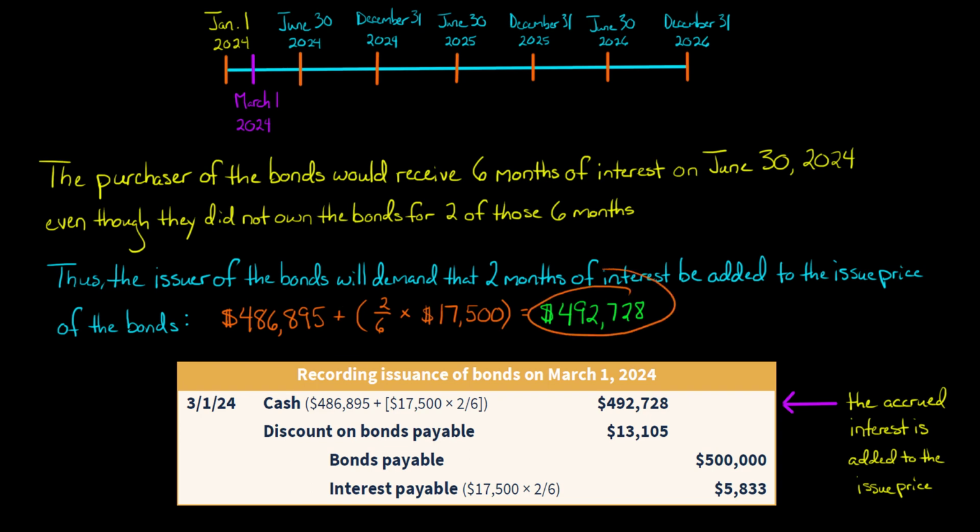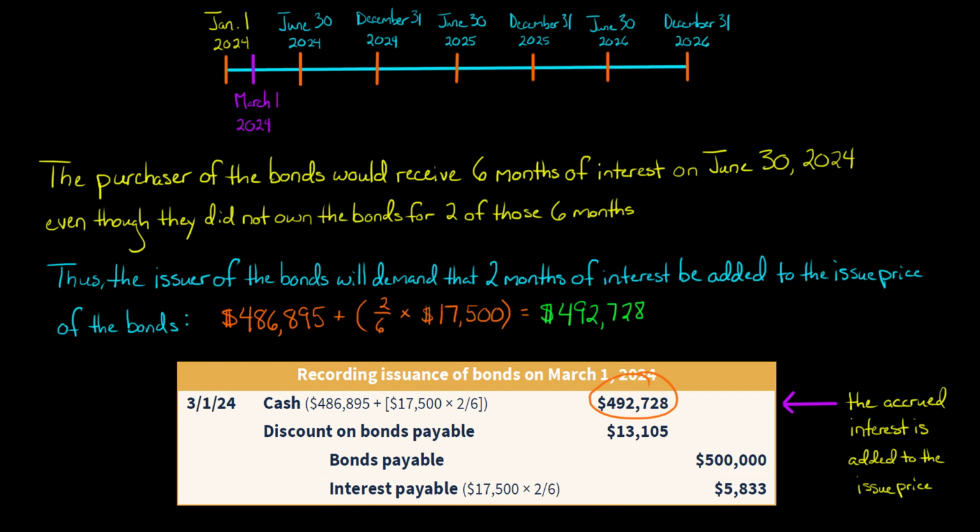$492,728. If you're wondering what this amount means, that is the amount that the borrower, the one issuing the bonds, is going to debit cash for. That's the amount they receive. Normally, if the bond had been issued on January 1st as planned, they'd get $486,895 because the bond was issued at a discount. But they're also getting that accrued interest, which the person buying the bonds is ultimately going to receive on June 30th, for the full 6 months. So that's why they're going to credit interest payable for that amount.